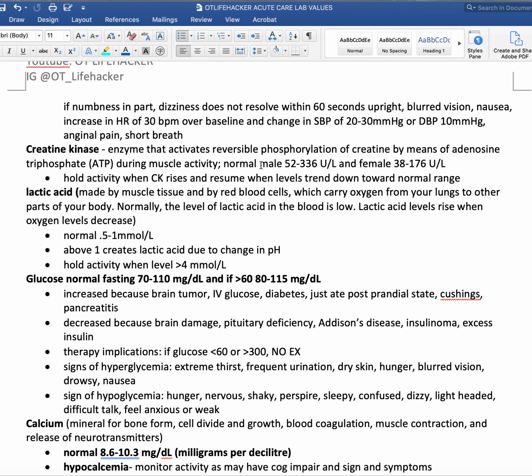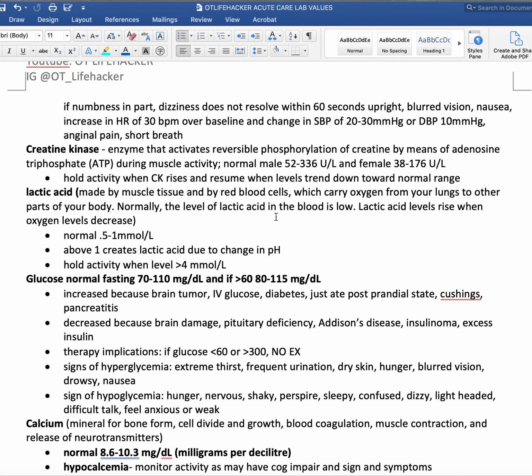Lactic acid is made by the muscle tissue and by red blood cells. Normally the level of lactic acid in the blood is low. Lactic acid levels can rise when oxygen levels decrease. The normal is 0.5 to 1. Above 1 creates lactic acid due to change in the pH balance, and it is recommended to hold activity when the level is greater than 4. And again, always check in with the team.